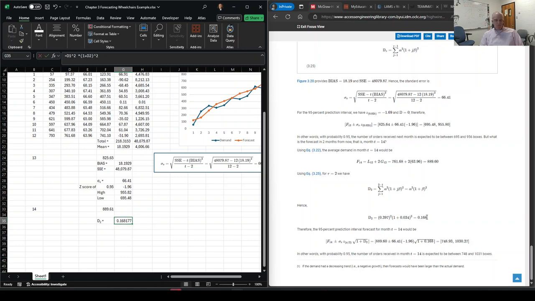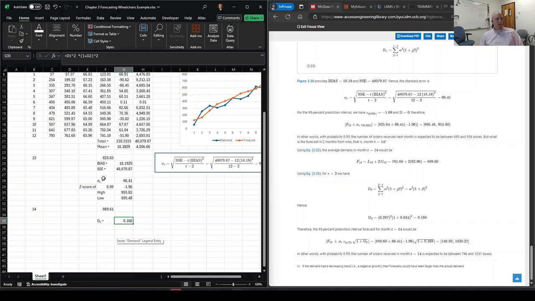Hey, there we go, 0.1682. Now we can take that 0.168, plug that into this 95% prediction interval forecast formula to come up with our low and high intervals to help us be 95% confident that the true demand is going to be inside these intervals. So let's do that.